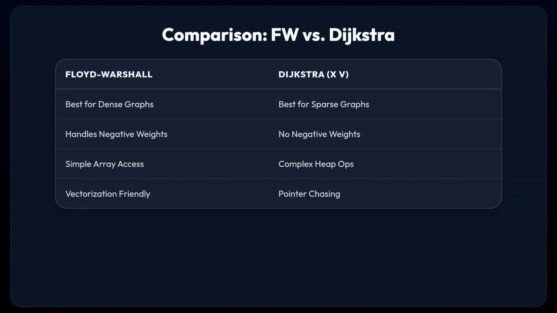If your graph is sparse, like a roadmap, run Dijkstra or Johnson's algorithm. But if your graph is dense, or if you need to handle negative weights, Floyd-Warshall is the winner. Its simple memory access patterns allow it to outperform Dijkstra on modern hardware due to superior cache locality and vectorization potential.